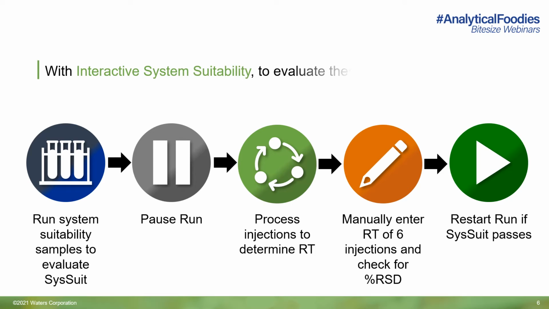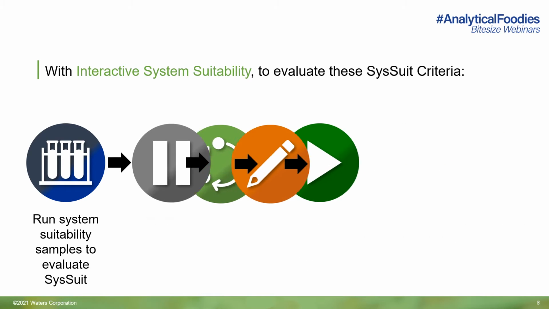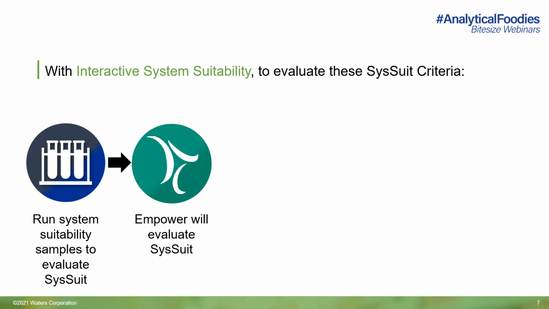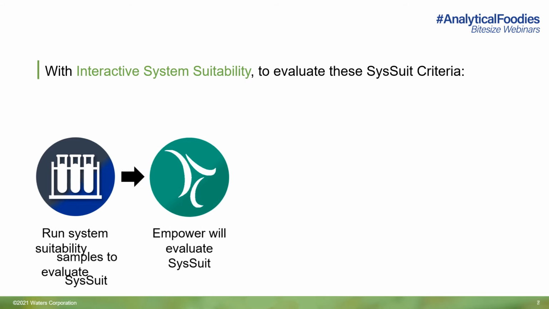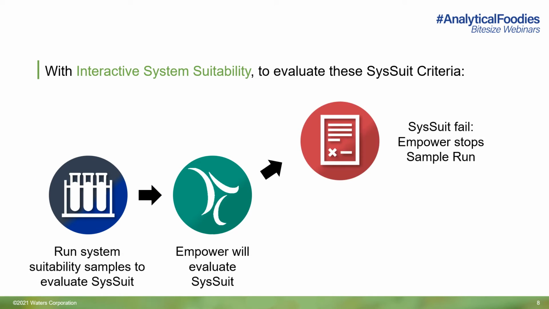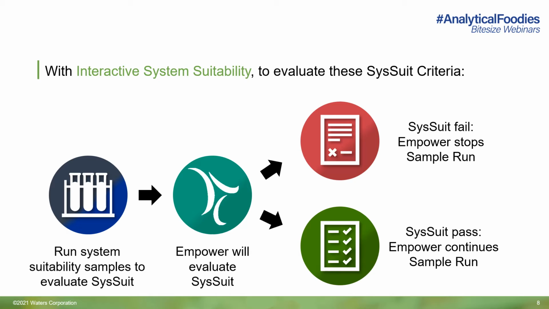With interactive system suitability, it is much easier. Now, Empower will evaluate the system suitability instead. And if system suitability fails, Empower will automatically stop the sample run. If system suitability passes, Empower will automatically continue the sample run. Analysts do not have to manually check on their system suitability samples.